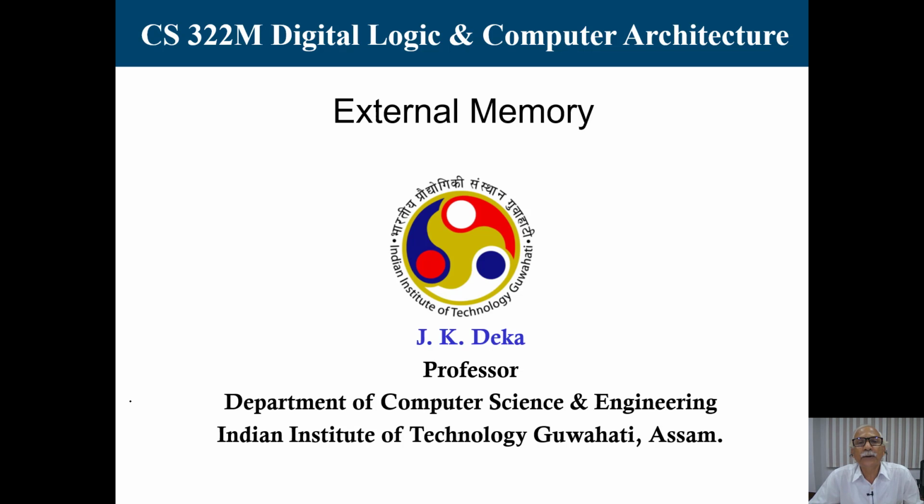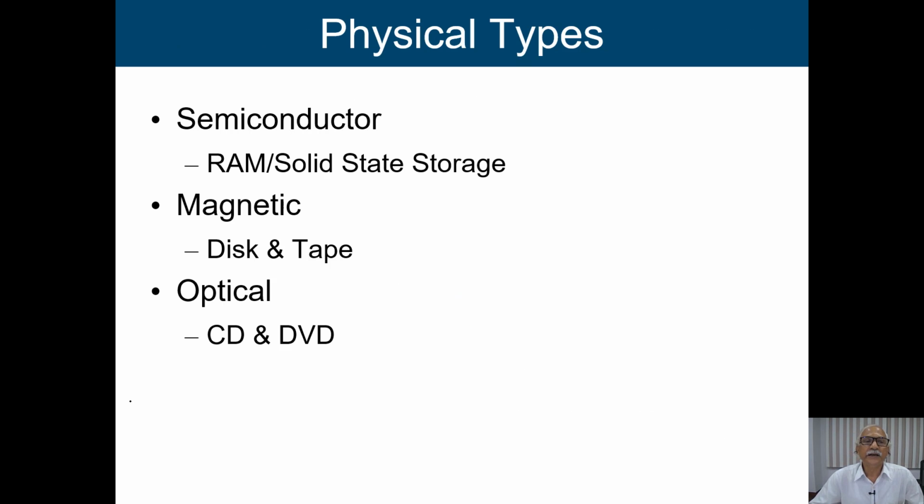When we talk about external memory, we have different kinds of physical types. One is semiconductor, the second is magnetic, and the third is optical, and all of you have encountered all of those things.